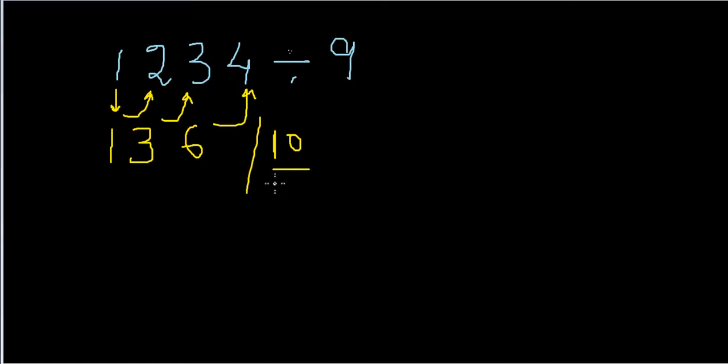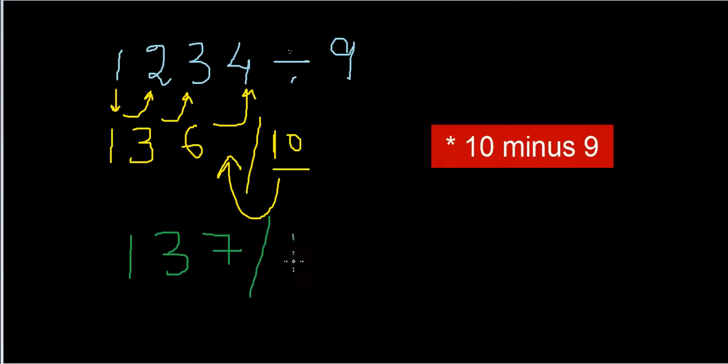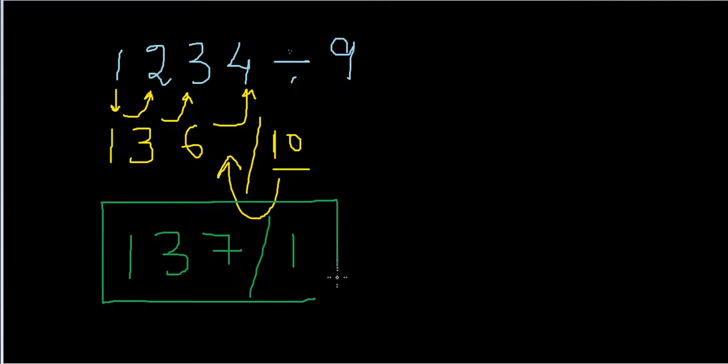So add that 1 here. So 136 plus 1 would be 137. And since we removed 9 from 10, 10 minus 9 would be 1. So this is the final answer. 137 is the quotient and 1 is the remainder. Hola! There is the answer. That's how we do it.